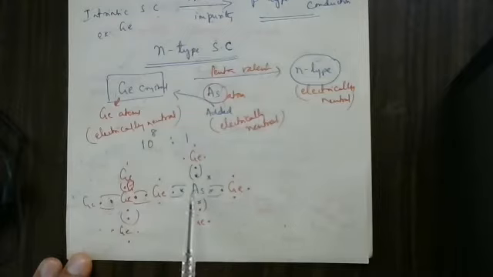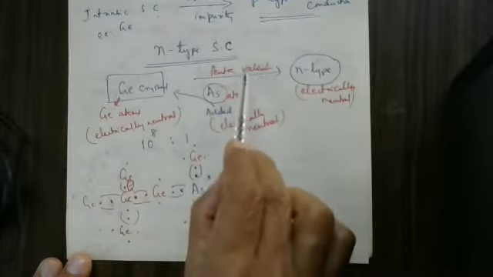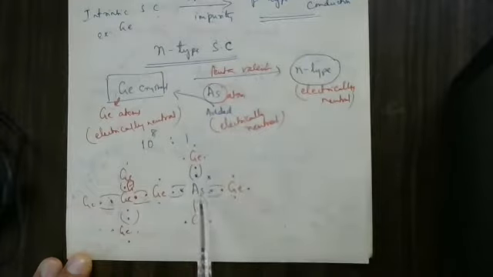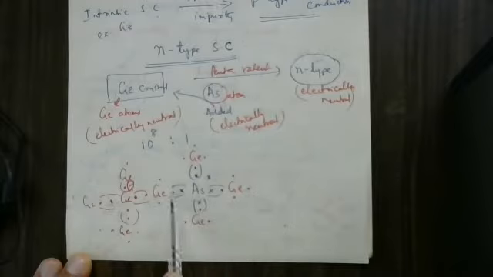If you are adding an arsenic atom to it, then arsenic is a pentavalent impurity. Since it is a pentavalent atom, which contains 5 valence electrons, I have written them with cross marks. These 5 cross marks represent the electrons belonging to arsenic. The dot mark represents the electrons belonging to the germanium atoms.